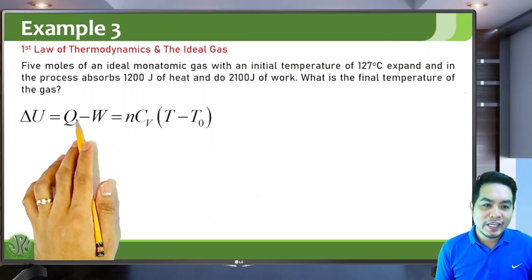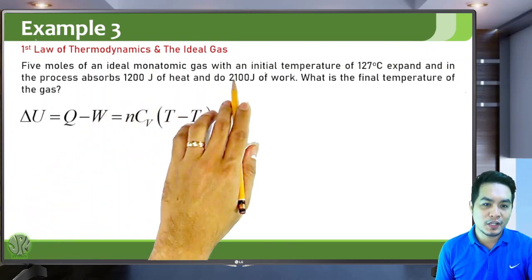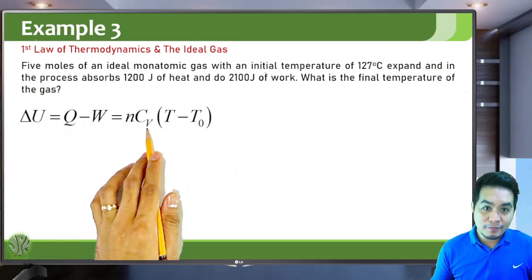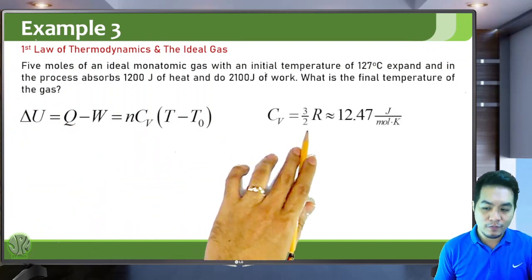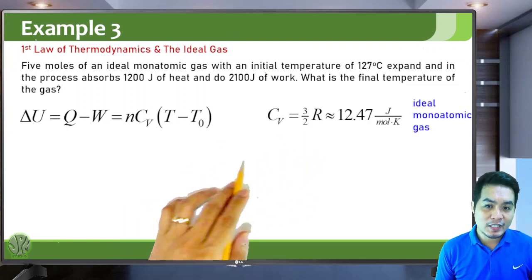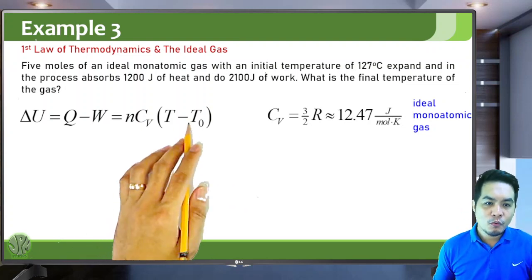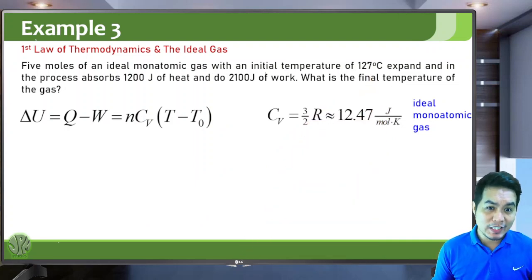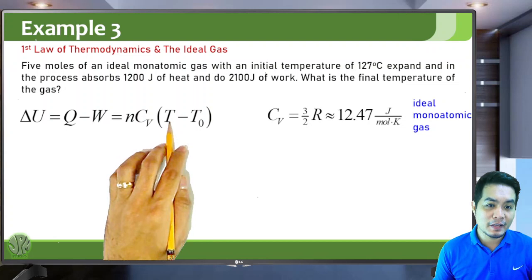So we know the heat absorbed by the gas. It's 1,200 joules. We know the work done by the gas. It's 2,100 joules. We know the number of moles. It's 5 moles. CV, the heat capacity at constant volume, is just equal to 3 halves R if you have an ideal monatomic gas, so that's approximately 12.47 or 12.5 joules per mole Kelvin. We have the initial temperature, 127 degrees Celsius. Of course, you need to convert that into Kelvin. It's around 400 Kelvin. The only unknown is the final temperature T.